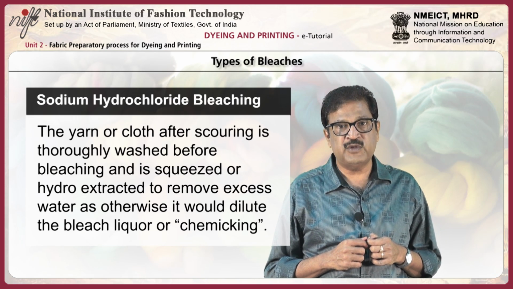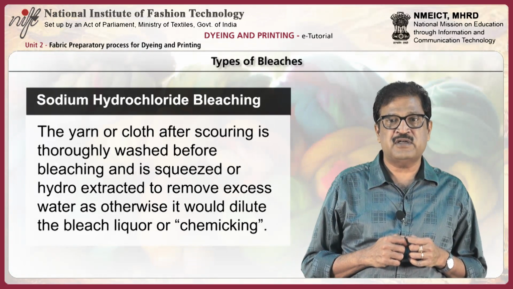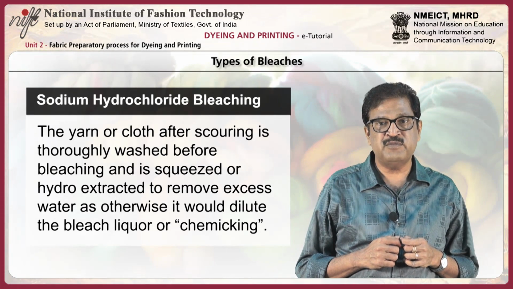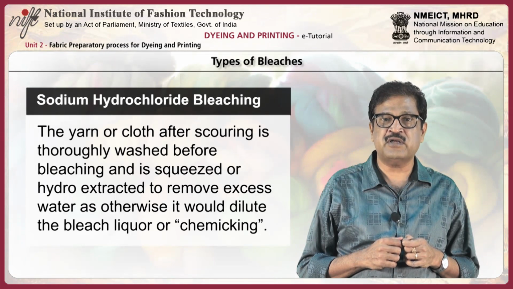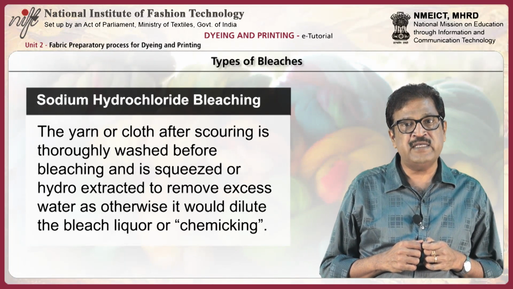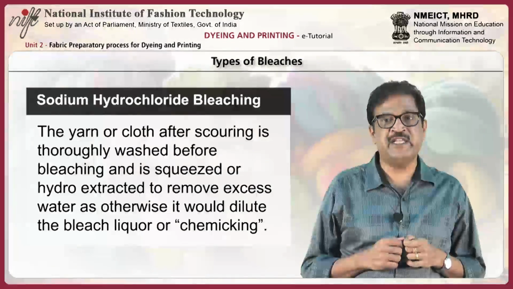Next we will discuss sodium hypochlorite bleaching. The yarn or cloth after scouring is thoroughly washed before bleaching and is squeezed or hydro-extracted to remove excess water, as otherwise it would dilute the bleach liquor. It is called chemicking.